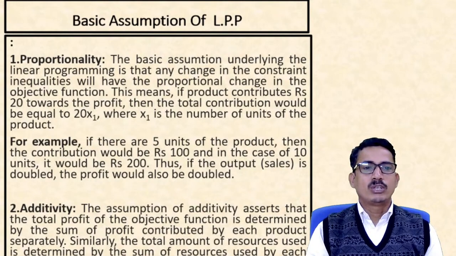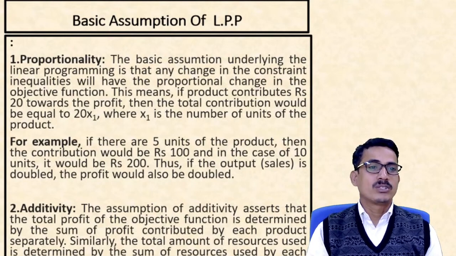In the case of 10 units, it will be 200. Like I said before, the product contributes rupees 20 towards the profit. If you are producing 5 units, what will be the contribution? 20 into 5 is 100. And if you are producing 10 units, it will be 10 into 20 is 200. If the output is double, then the profit will be double. If you're able to sell 5 units, the profit is always 100 rupees.